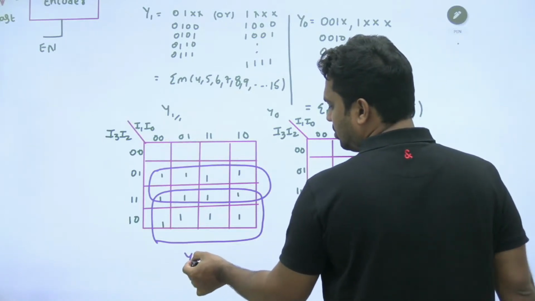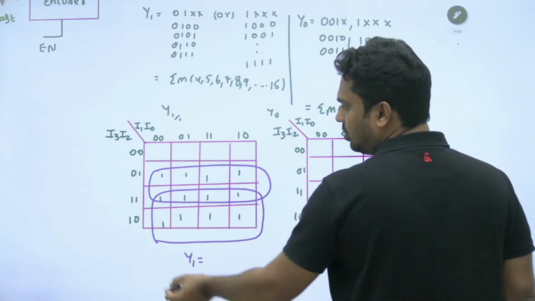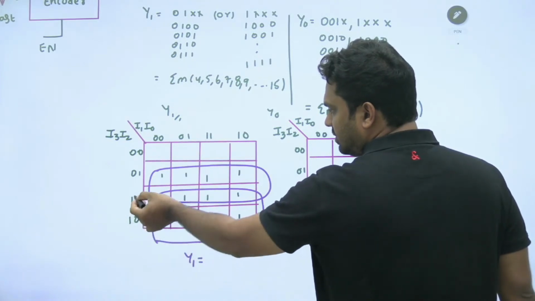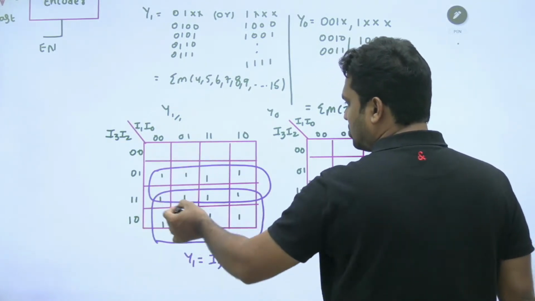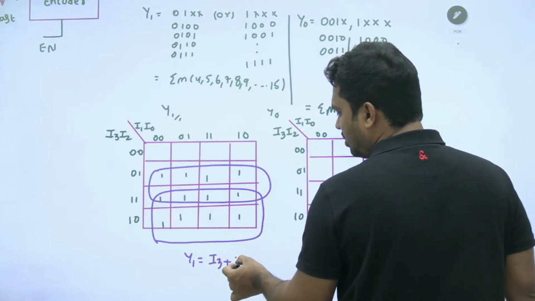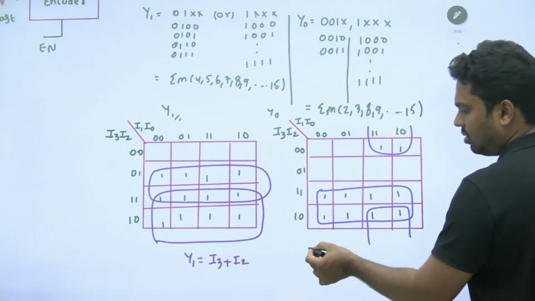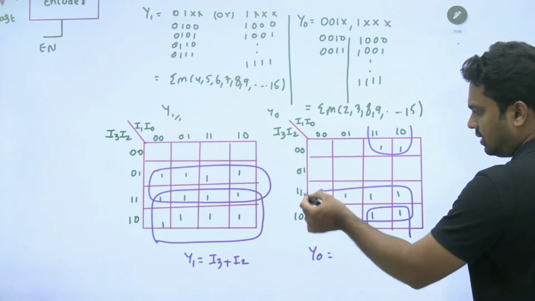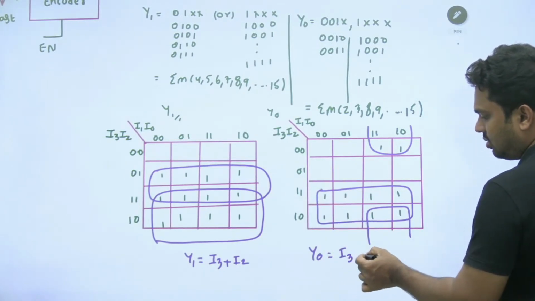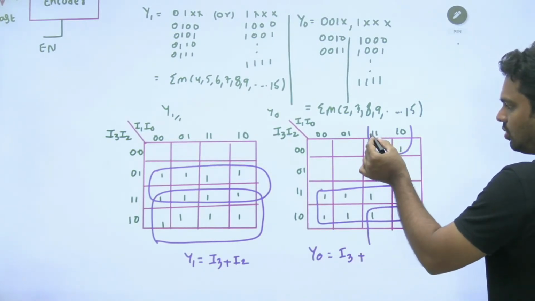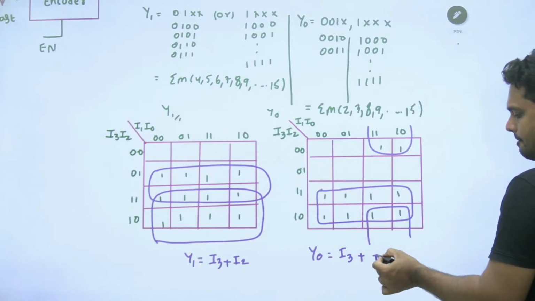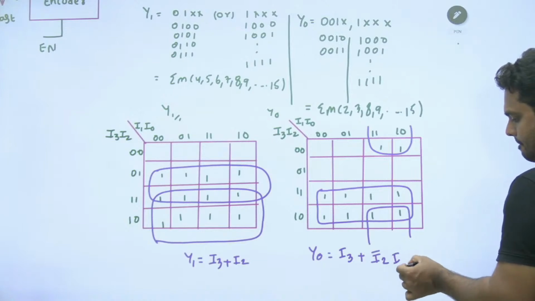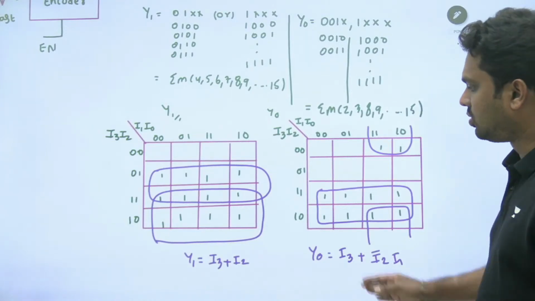So what is your y1? It is equal to, for this octet, this is I3, nothing else is common here. For this octet, this is I2, nothing else is common. So I3 plus I2. What about y0? It is I3 plus, what about this square? I2 bar I1. That is about your y1 and y0.